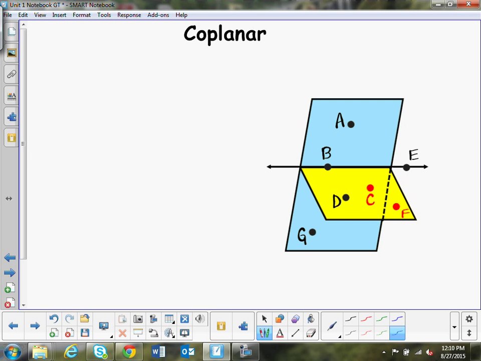Oh, by the way, what does coplanar mean? On the same plane. So write that as your definition if you did. On the same plane. Okay? So anything that is on the same plane with something else, then it's coplanar. So, like for instance, all of y'all are coplanar on the plane on the floor. Because y'all are all on that plane, right?